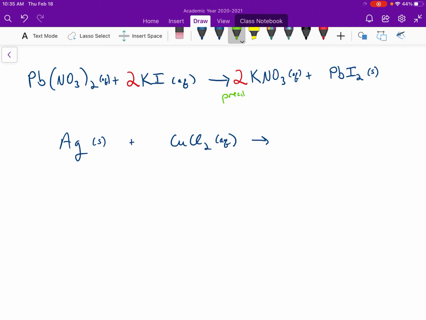So again, sorry, let me just write this down. This was precipitation. Okay. So we've got options here. What do we think is going to happen? So precipitation's kind of out because that requires us to have 2 ionic substances in the beginning, and we don't. We only have the 1, so that's kind of out.